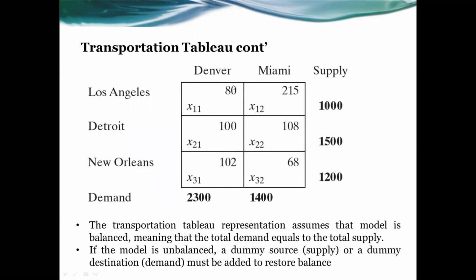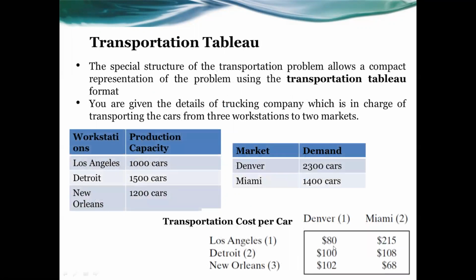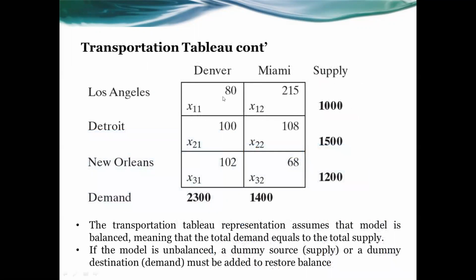And what are the coefficients of the constraints? These are your transportation costs per one delivery. For example, Los Angeles to Denver, in your given case, you have to spend $80. Now it appears in here. This is your coefficient. Normally we write the coefficient like this. So this is your transportation Tableau.